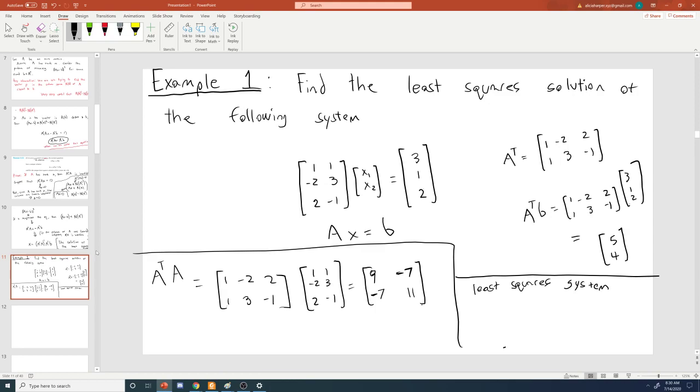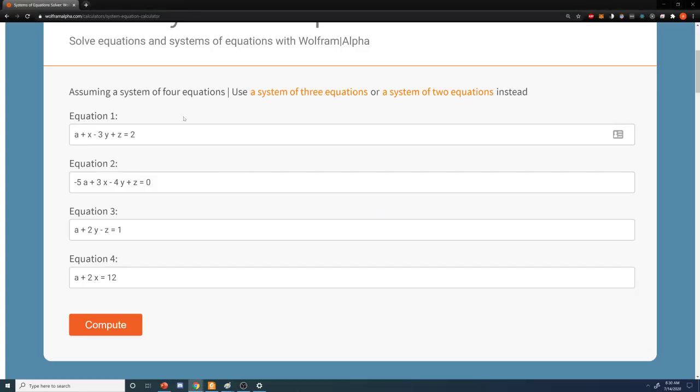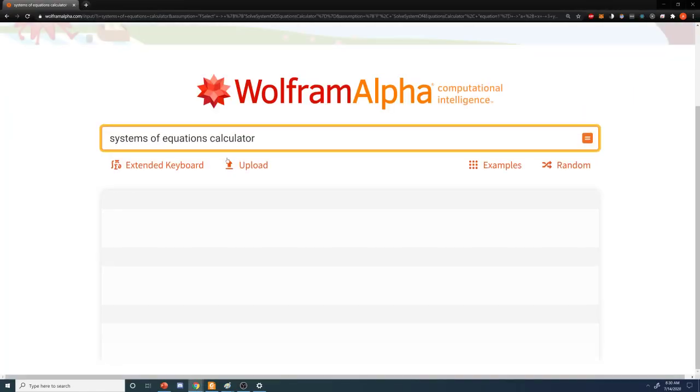is [9, -7; -7, 11] times x1, x2 is equal to 5, 4. So at this point, you could solve this linear system using any of the techniques in this class, but just to be lazy, I'm going to solve it using Wolfram Alpha at this point.